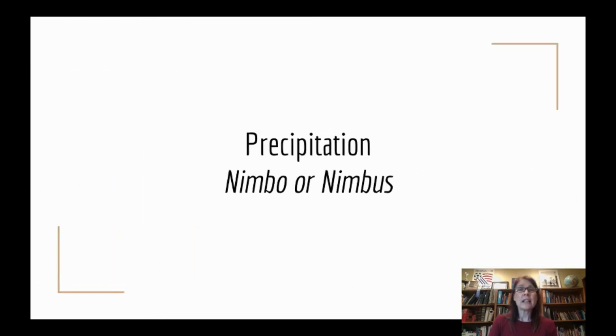Lastly, clouds are named based on whether or not they form precipitation. Now, it may surprise you to learn that it is quite difficult for clouds to produce precipitation. There are only 2 of the 10 cloud types capable of producing precipitation. The key word for clouds able to produce precipitation is nimbo or nimbus.